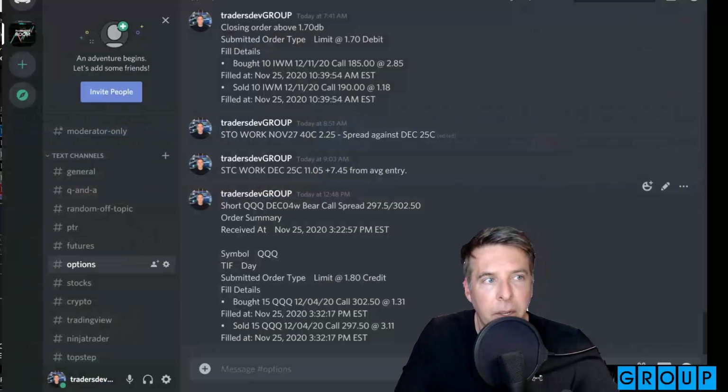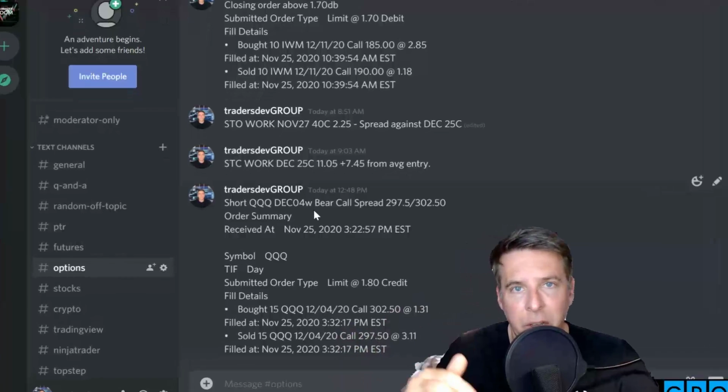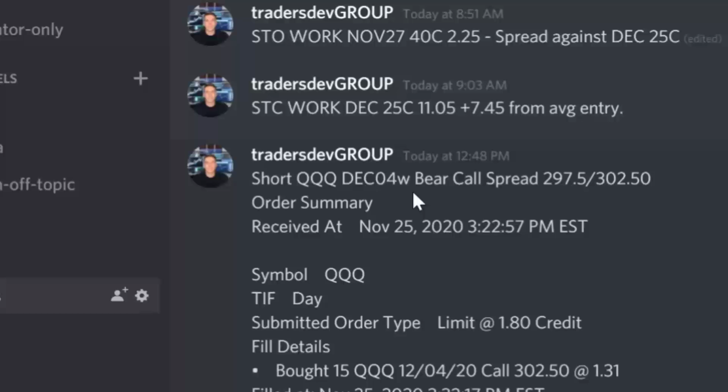It is right here. It is a short QQQ bear call spread. Again, this video is not to describe spreads or directional spreads or bear call spreads, but essentially when you're selling call spreads, that is a bearish position. You're looking for the market to hold the level where you're short a strike or go down.